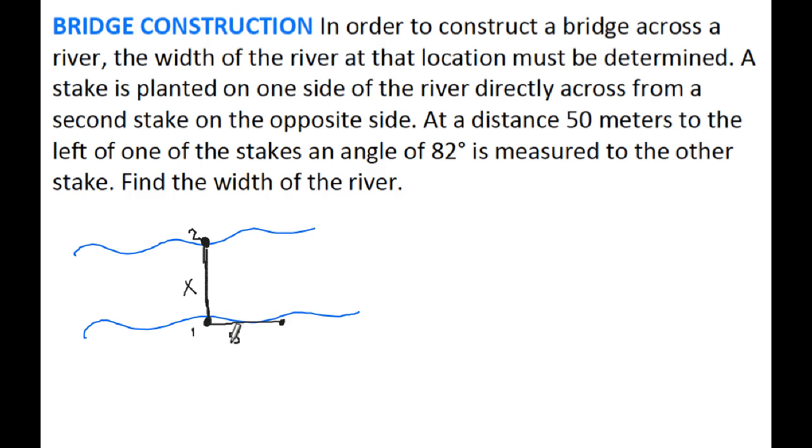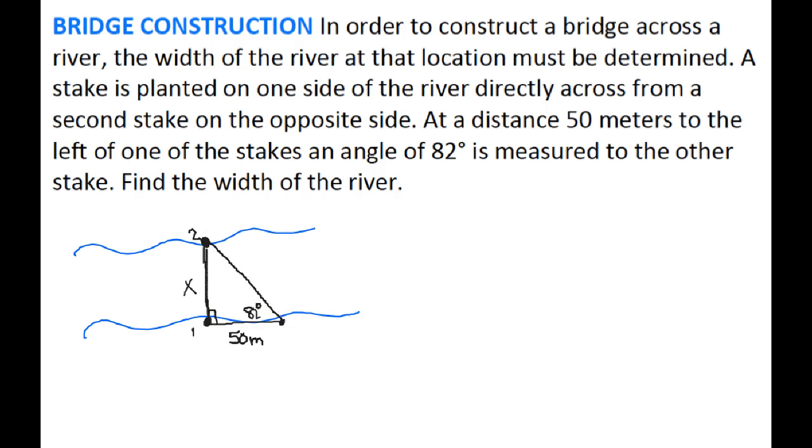So we know that is 50 meters, and an angle of 82 degrees is measured to the second stake. So you're standing over here, and you measure an angle of 82 degrees to your second stake. So this is your right triangle, and now you can use that to solve for the width of the river.